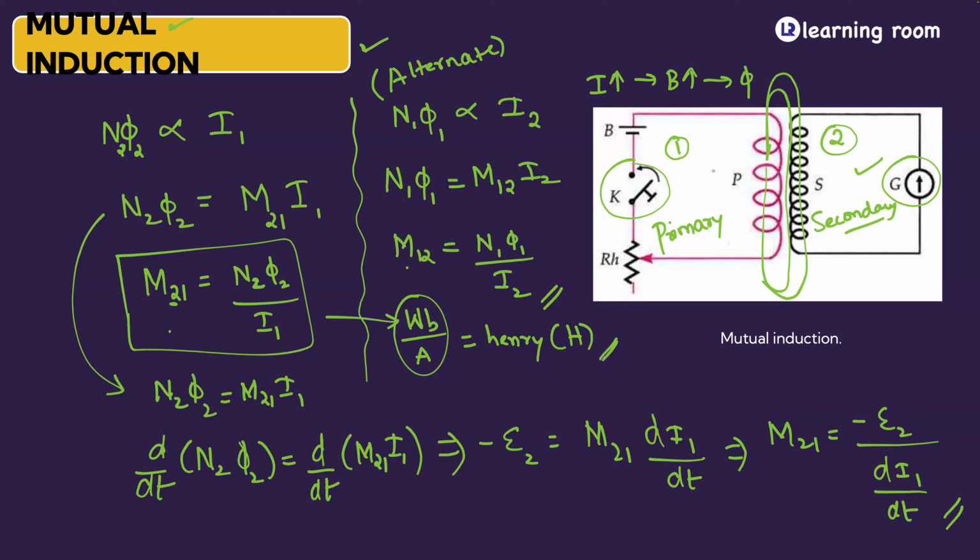Does it have any rate of change of current order? Did I tell you what is the significance of an inductor? It will oppose the change; it will not allow the current to change within it. That's why the dI by dt.